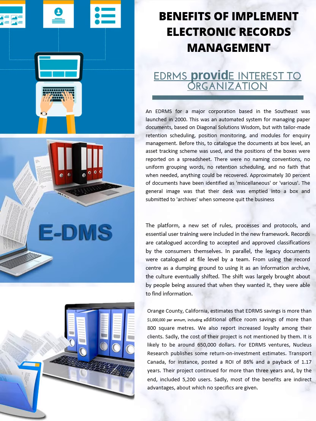Lastly, for benefit, EDRMS provide interest to the organization. An EDRMS for a major corporation based in the Southeast was launched in 2000. This was an automated system for managing paper documents based on industry solution wisdom. The platform, a new set of rules, processes, and protocols, and essential user training were included in the new framework. Records are cataloged according to accepted and preferred classification by the consumers themselves. In parallel, the legacy documents were cataloged at item level by a team. From using the record center as a dumping ground to using it as an information archive, the culture eventually shifted.